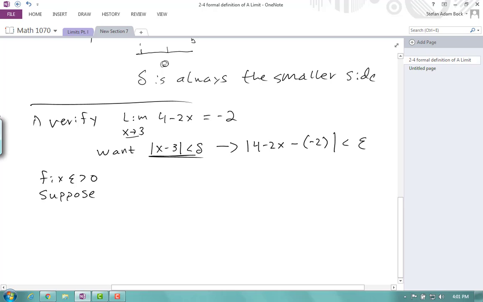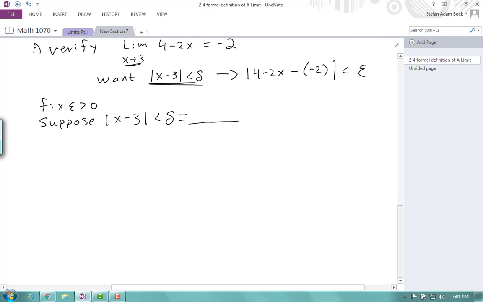this guy right here, my absolute value of x minus 3 is less than delta. But I'm going to leave myself some space here, because I want to find out what this delta is that's going to satisfy my definition. Then, I'll take my f of x minus L portion, 4 minus 2x minus parentheses negative 2, and I'll simplify it. I won't write the less than epsilon part yet. I'm going to save that for the very end.